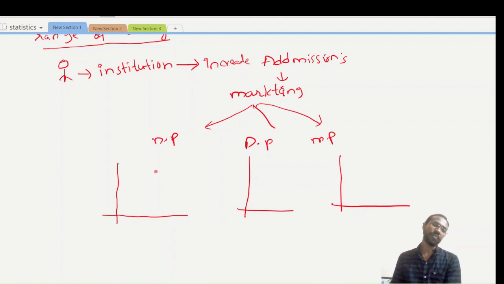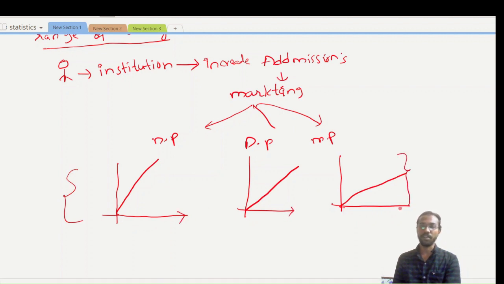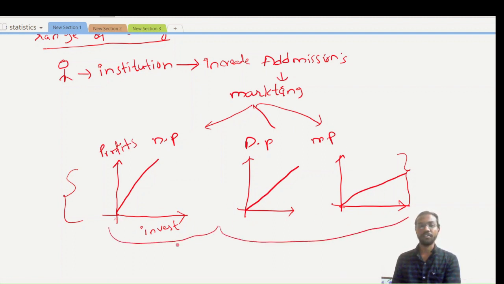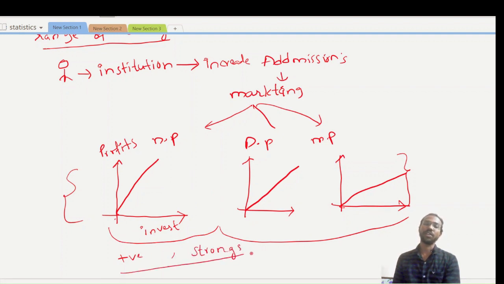When we use the data and plot a diagram for the newspaper platform, it looks like this. When I plot for the digital platform, the data looks like this. For this one, the data looks like this. Among them, which one is the better graph? The x-axis in every plot is the investment, and the y-axis in all the plots is the profit. Now among them, which one is better? All three have a positive and strong relationship. We can't say which one is better by using correlation.